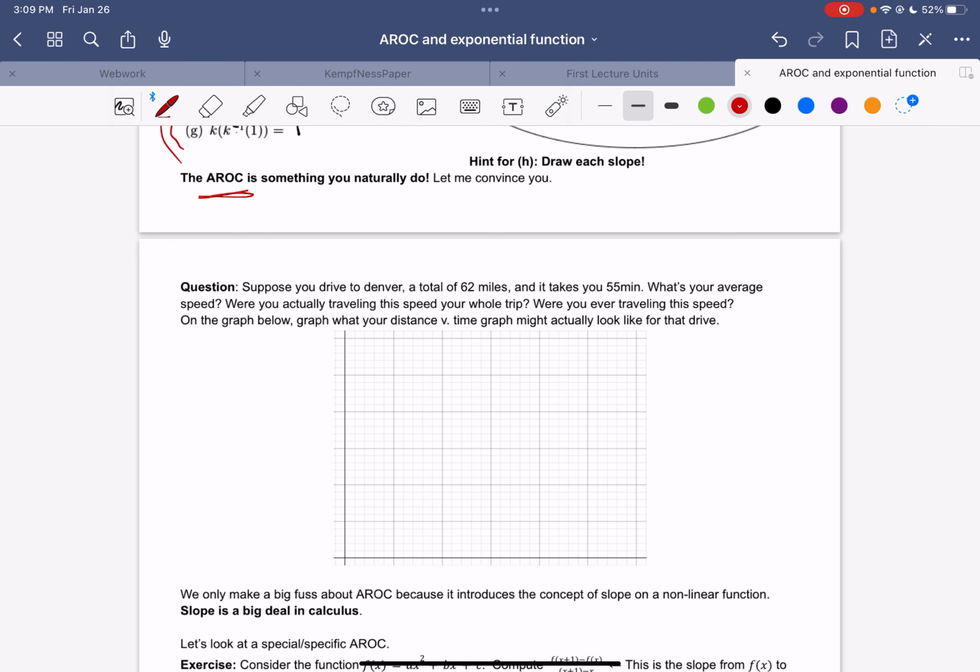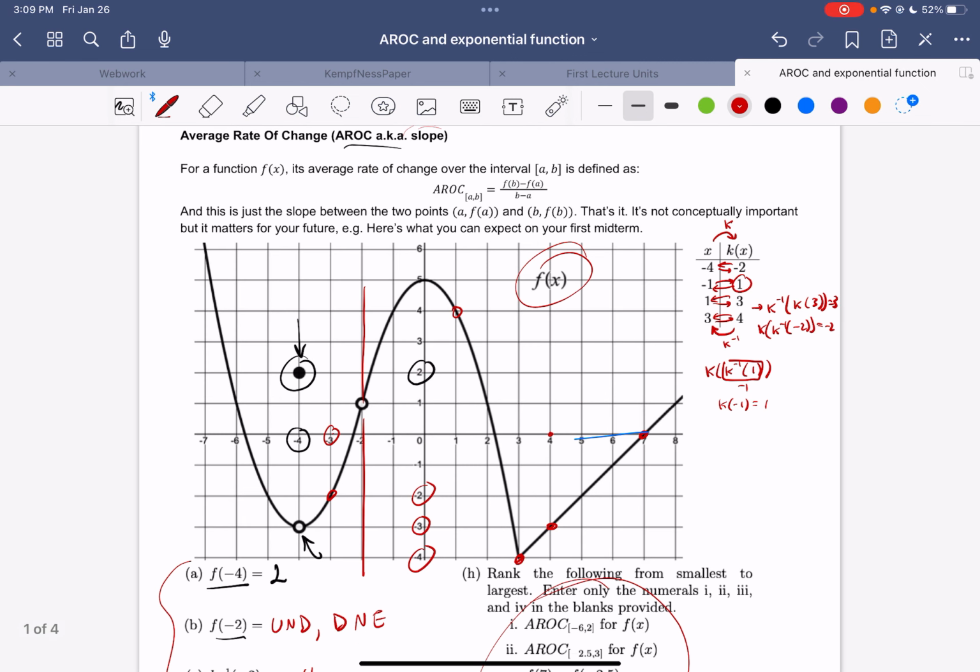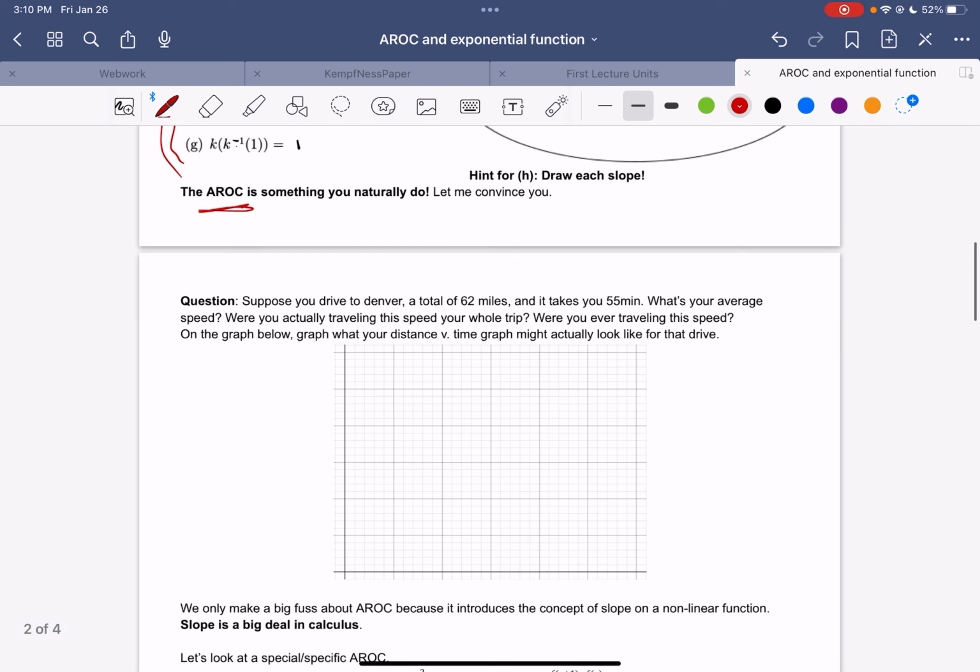All right, now average rate of change, it might seem silly, right? Remember when we do these like trips here, and why would you ever care about this type of slope? And it turns out this is what you sort of normally do when you compute your average speed, for example. So suppose that you drive to Denver, and it's a total of 62 miles. So let's see, 10, 20, 30, 40, 50, 60, and that little blip there will be 62. But so we have 60 and 50 and 40 and 30 and 20 and 10, and these are all in miles. Great.